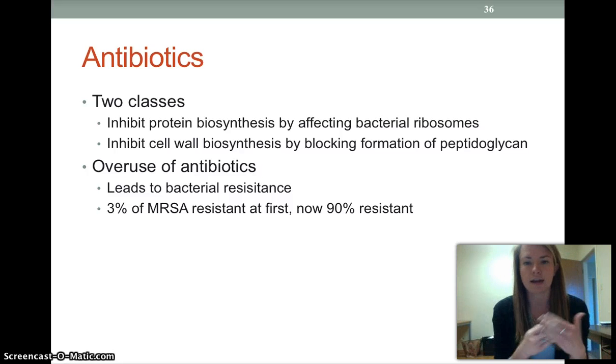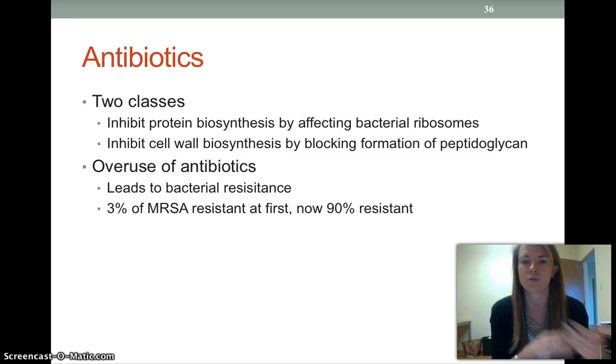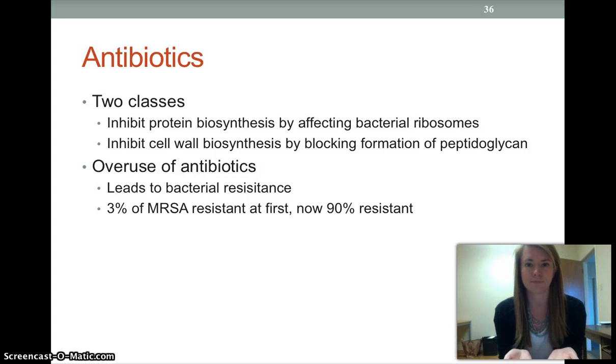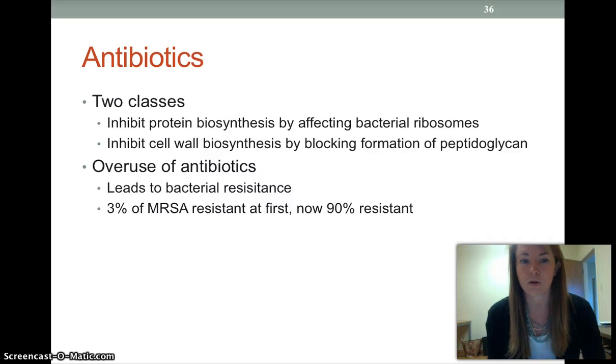So this drug goes in and it inhibits the bacterial ribosomes, which doesn't harm you because their ribosomes work in a different way than ours do. So they stop the bacterial ribosomes without stopping your ribosomes. Then there's a second class, which inhibits cell wall biosynthesis. So remember that bacteria have a cell wall made of peptidoglycan. And these drugs go in and they stop the formation of peptidoglycan. Your body does not make peptidoglycan, so it's not going to be harmed, but the bacteria won't be able to replicate or make new bacteria to harm you.